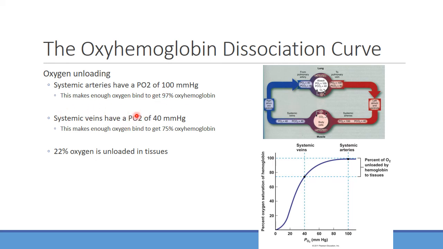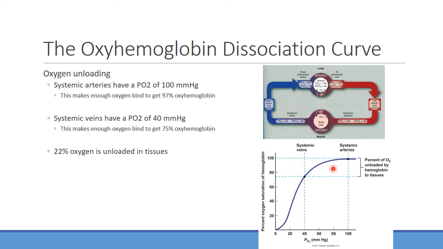Systemic veins have roughly a PO2 of around 40 millimeters of mercury. We said that when this gets back to the lungs, they've roughly got about 75% oxyhemoglobin. You probably lost 1 molecule on average of oxygen off all those hemoglobin molecules. And so you can see how this shows up on the curve here, where you have a PO2 of 100, roughly 97% being bound. Down here, PO2 of 40, you have roughly 75%.